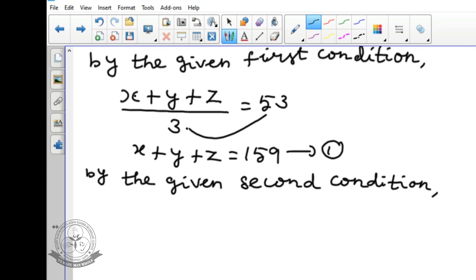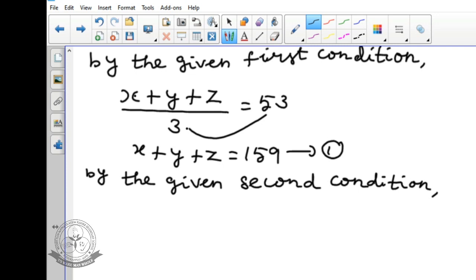1/2 of her grandfather's age. Grandfather's age is what here? Z. 1/2 means 1/2 into Z. Next, plus 1/3 of her father's age. Father's age is Y here, so 1/3 into Y. Next, plus 1/4 of Vani's age, so 1/4 into X. That is equal to 65.